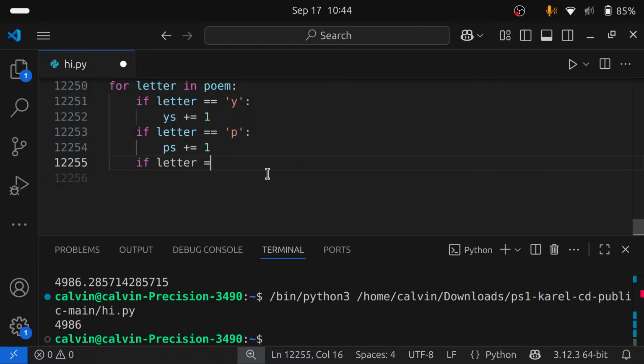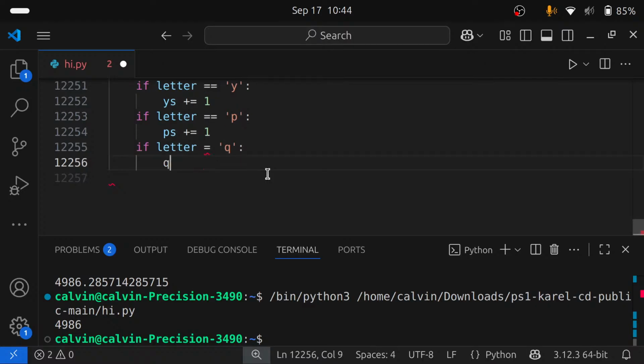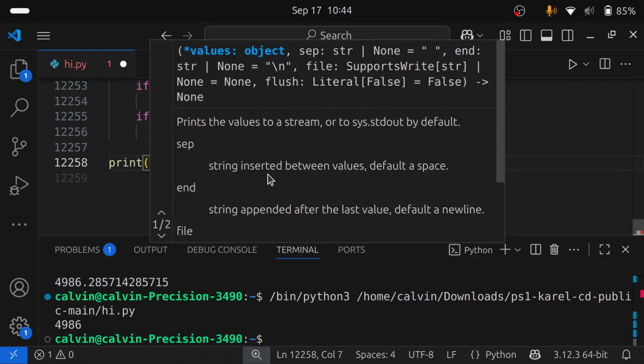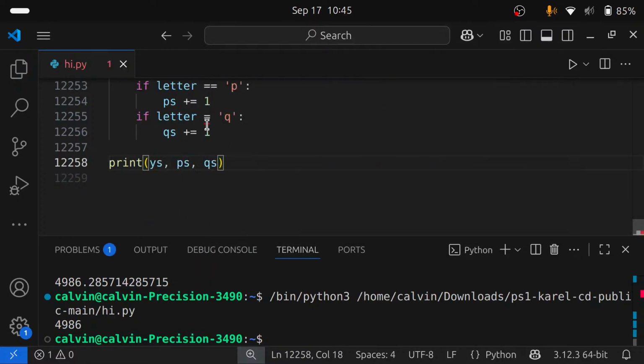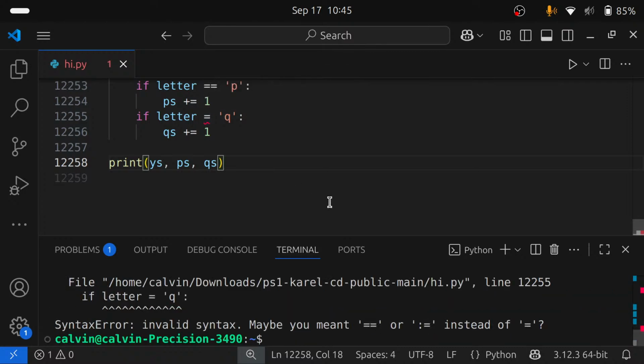Okay, and if letter equals Q, ooh, what happened here? I'm going to leave that in, and we'll see what happens. I bet it'll be fine. And then what are we going to do? We're going to print Y's, P's, Q's. And I bet there's a red squiggle here, but I bet that's totally fine, right? Invalid syntax. What should I do? Okay. Well, in line 12,255.